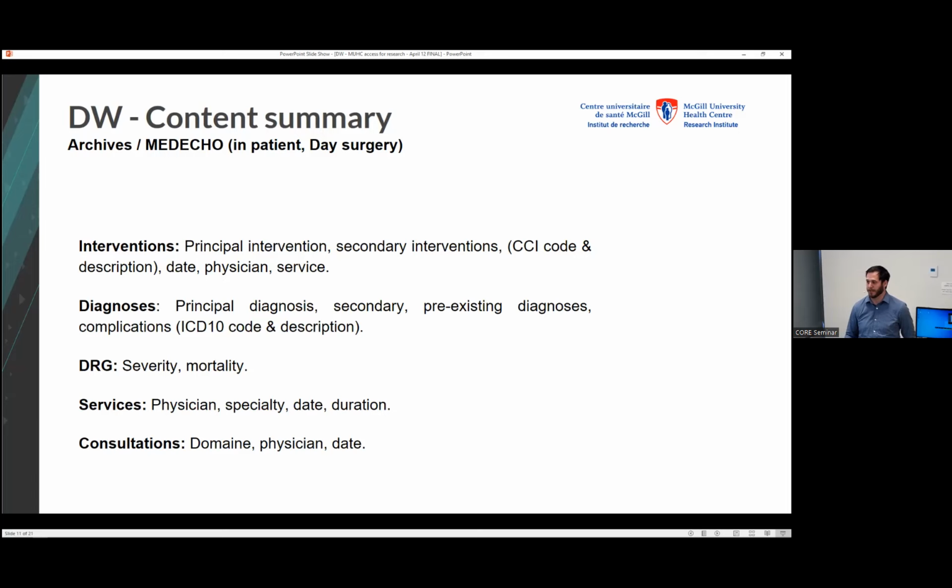If I understand correctly, a consultation could be, in hospital, if a group of physicians asks for a consultation from another group and they make a consultation. Domain. Yeah, I think it's specialty. I don't remember specifically, but yes, I think consultation, for example, orthopedics.